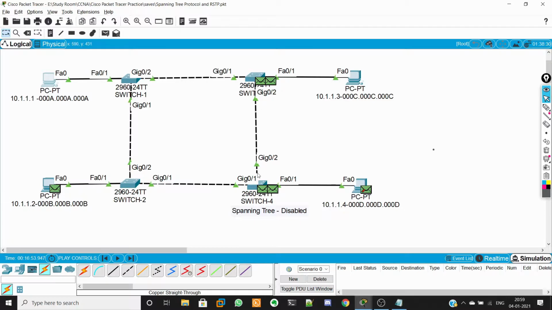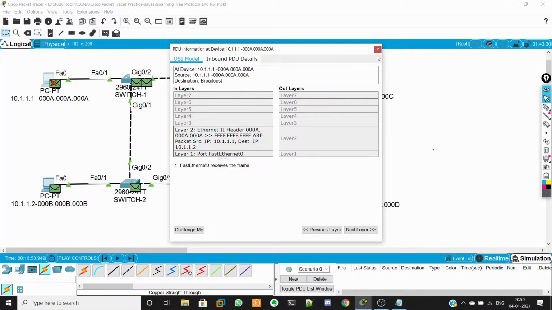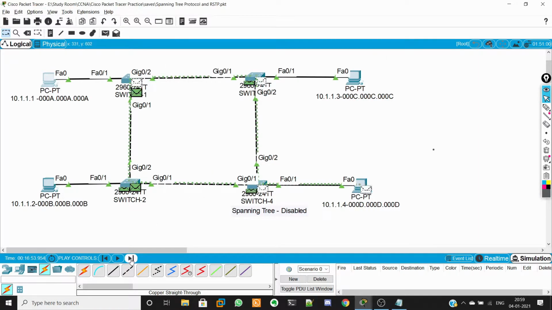All these three devices will simply ignore the frame. Let's see now. Still the response has not reached. I want to bring it to your attention. I simply initiated one ping, a single ping. You can see how many frames are being transmitted in this network.